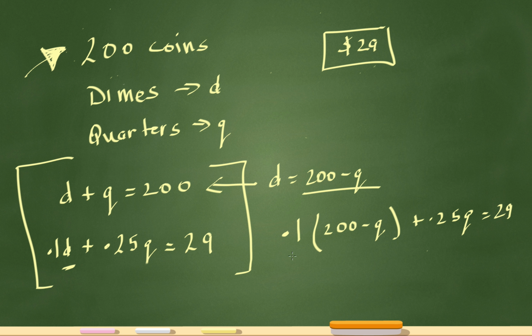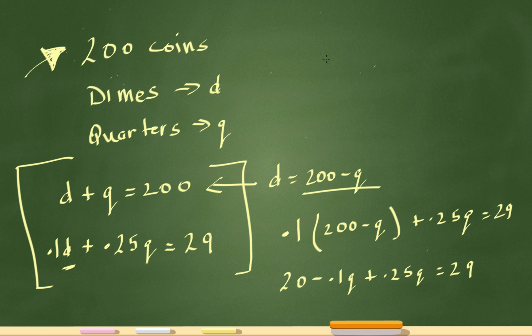So now let's do 0.1 times 200. That's 10%, right? 10% of 200 will be 20. So 20 minus 0.1Q plus 0.25Q equals 29. I'm going to bring it up here. I'm going to erase that 29. I'm going to bring the rest up here.